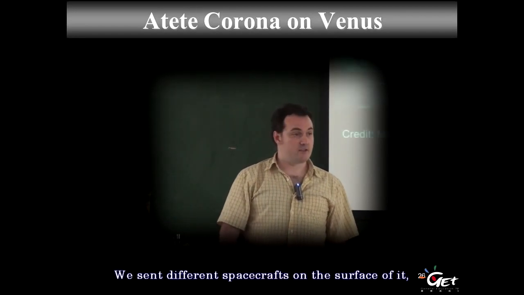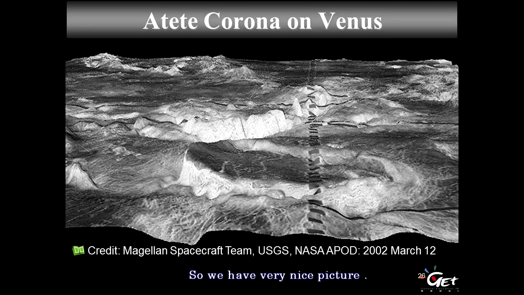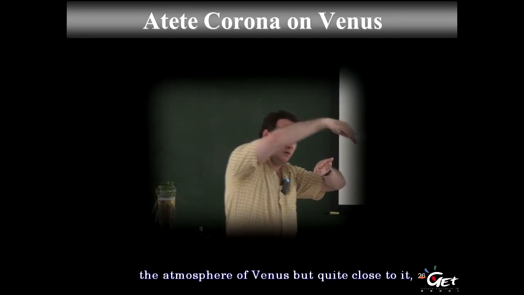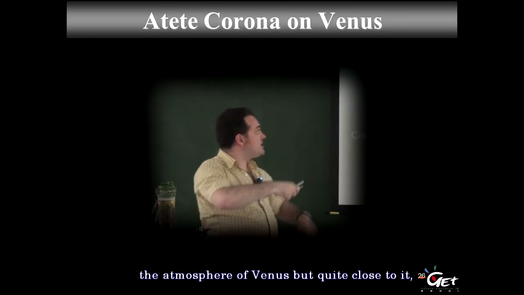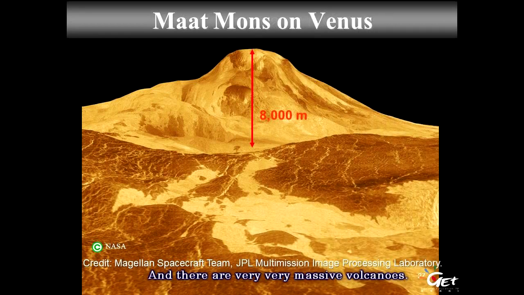We actually have been on Venus. We sent different spacecraft and different robots to the surface of it. So we have very nice pictures. This is coming from the Magellan spacecraft team. This one is a picture taken through radio. What happened is the Magellan spacecraft was going over the atmosphere of Venus, but quite close to it. And through the radio, it can differentiate the different altitudes of the different terrains. So you see lots of mountains. And there are very, very massive volcanoes.